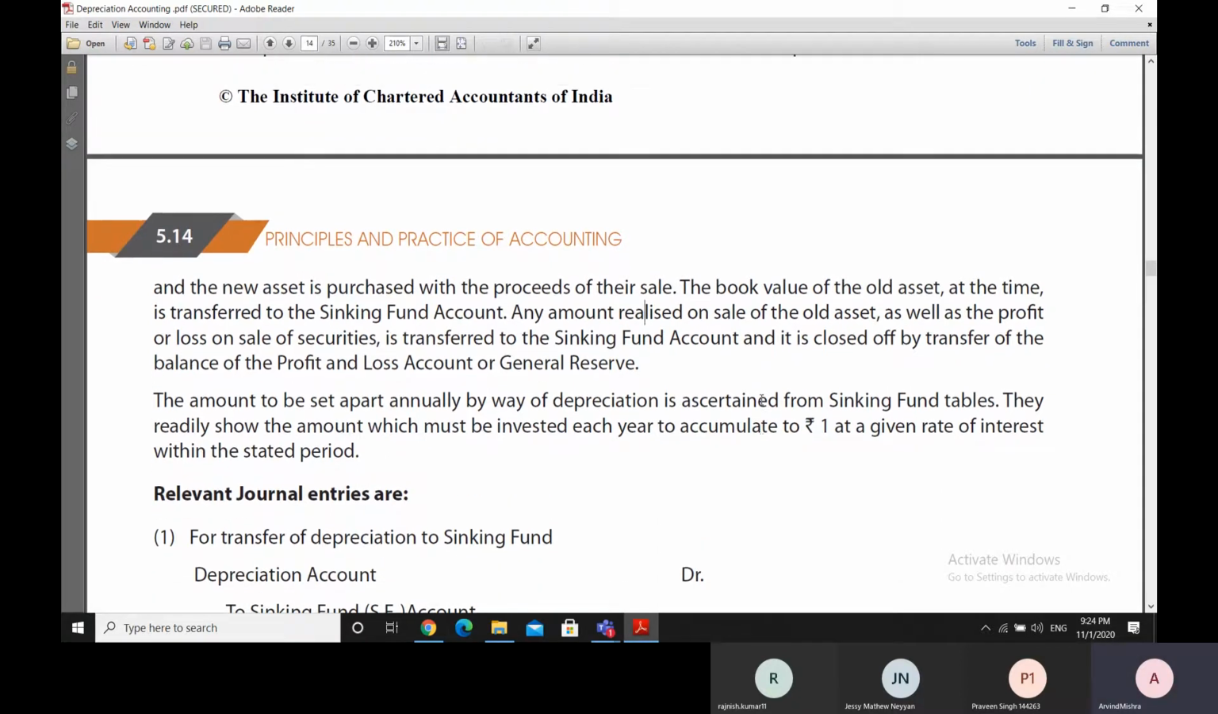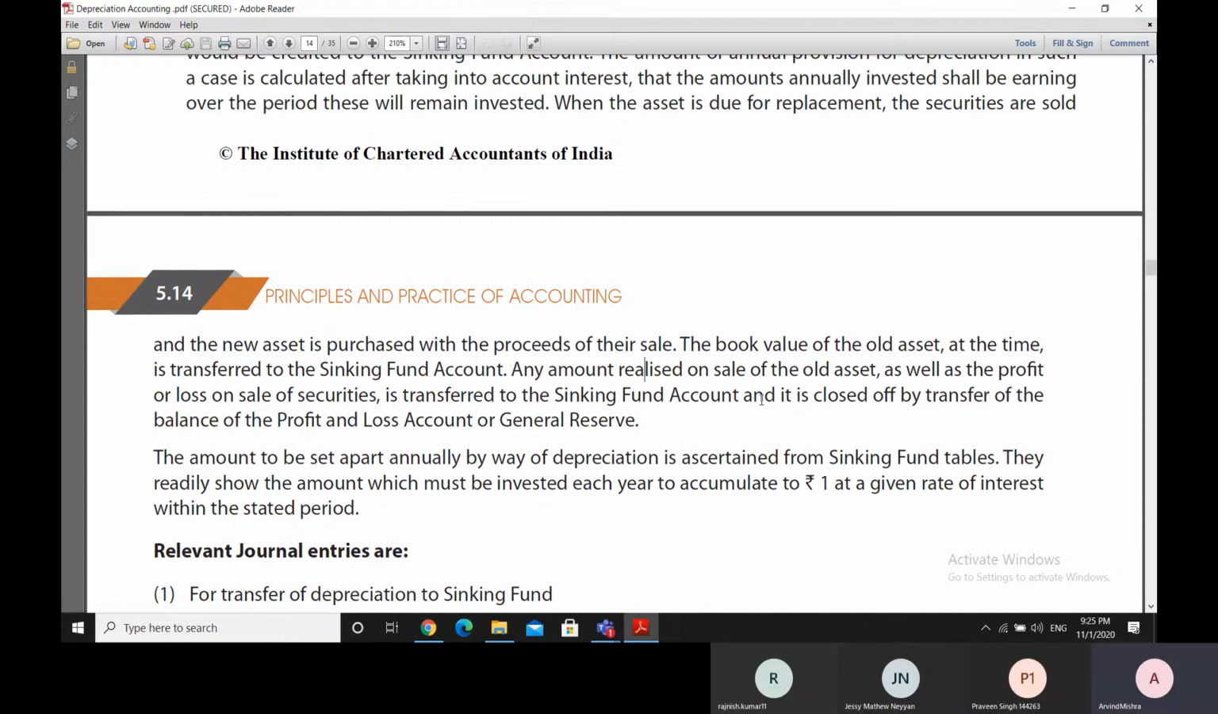So the sinking fund account is basically serving the purpose of a readily available account, which has enough funds, the equivalent of which are invested in government securities, and which will be used to buy the replacement asset for the old asset once the old asset loses its utility.